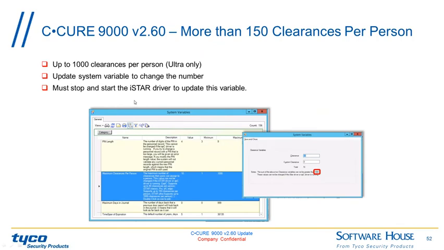Okay, now another thing that's being changed in 260 is they're going to allow more than 150 clearances per person. You can have up to 1,000 clearances per person, but that's only with ultra controllers.